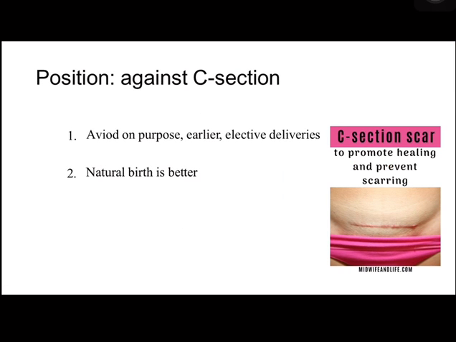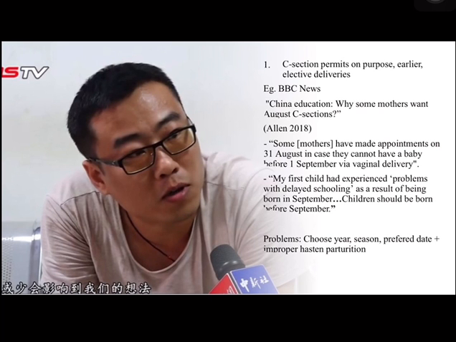This could lead to our point of opposing C-section, the unnecessary C-section, apart from those situations I mentioned before. And here are my reasons and stories. I am against elective C-section because it is a way of permitting those on-purpose, earlier elective deliveries.